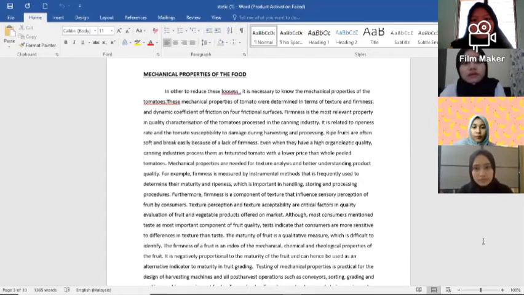Ripe fruits are often soft and break easily because of the lack of firmness. Even when they have a high organoleptic quality, canning industries process them as tree-ripened tomato with a lower price than whole peeled tomatoes. Mechanical properties are needed for texture analysis and better understanding of product quality. For example, firmness is measured as a component of texture that influences sensory perception of fruit by consumers.